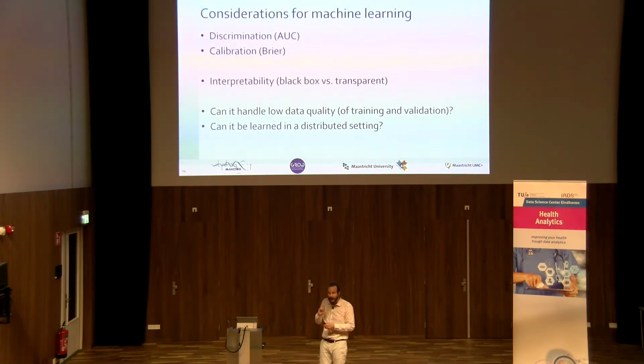The second question is calibration. If the model predicts one group has 30% survival, the other group has 50% survival, how accurate is that 50 and 30? That's a different question from the split of the two groups. Then, how interpretable is it? We don't like deep learning, for instance, because it is very powerful, but you can't understand it well, so you can't show it to physicians. So we lack transparent models.